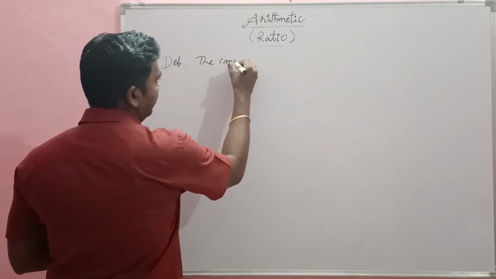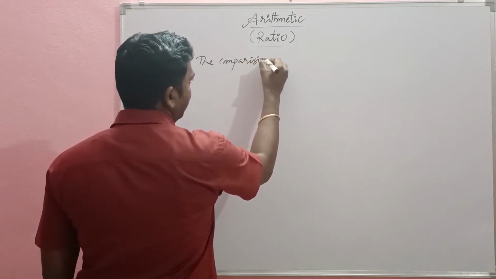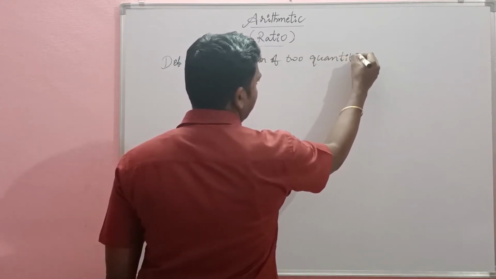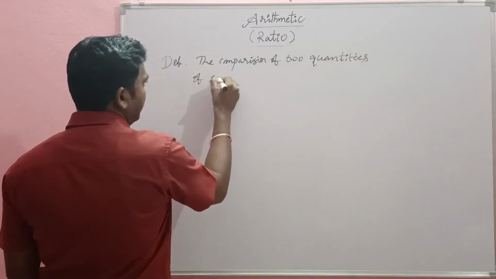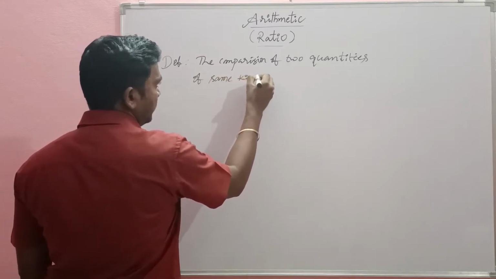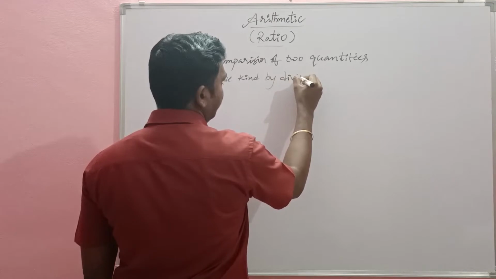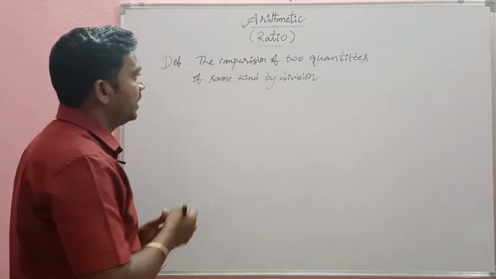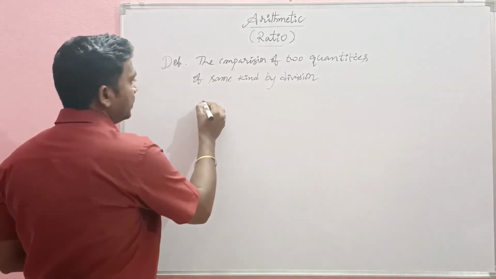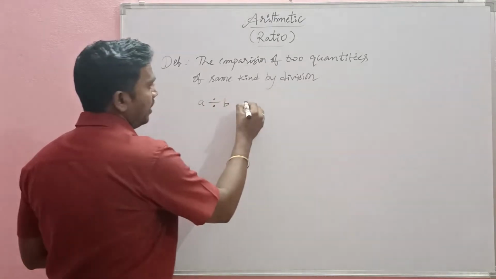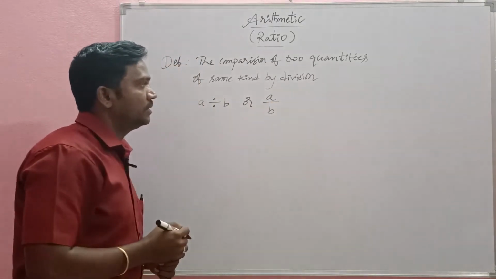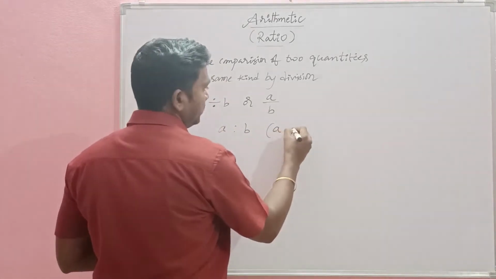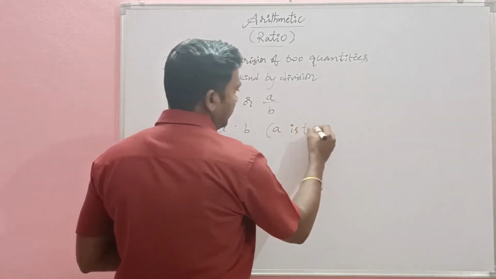The comparison of two quantities of same kind by division is called a ratio. The ratio of two numbers a and b is a divided by b or a by b. This can be represented like a is to b. This is read as a is to b.